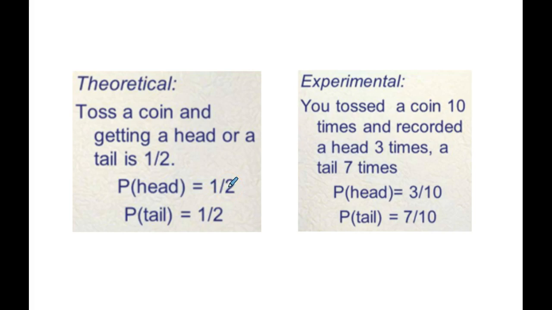Let's say you perform some experiment, you toss a coin 10 times and record a head 3 times and a tail 7 times. So the probabilities based on your data, your experiment, the probability of getting heads is 3/10. The probability of getting tails is 7/10. If you perform your experiment, say 100 times or 1,000 times, then your probabilities for heads and for tails are going to be closer to the theoretical values that we got based on the mathematics.